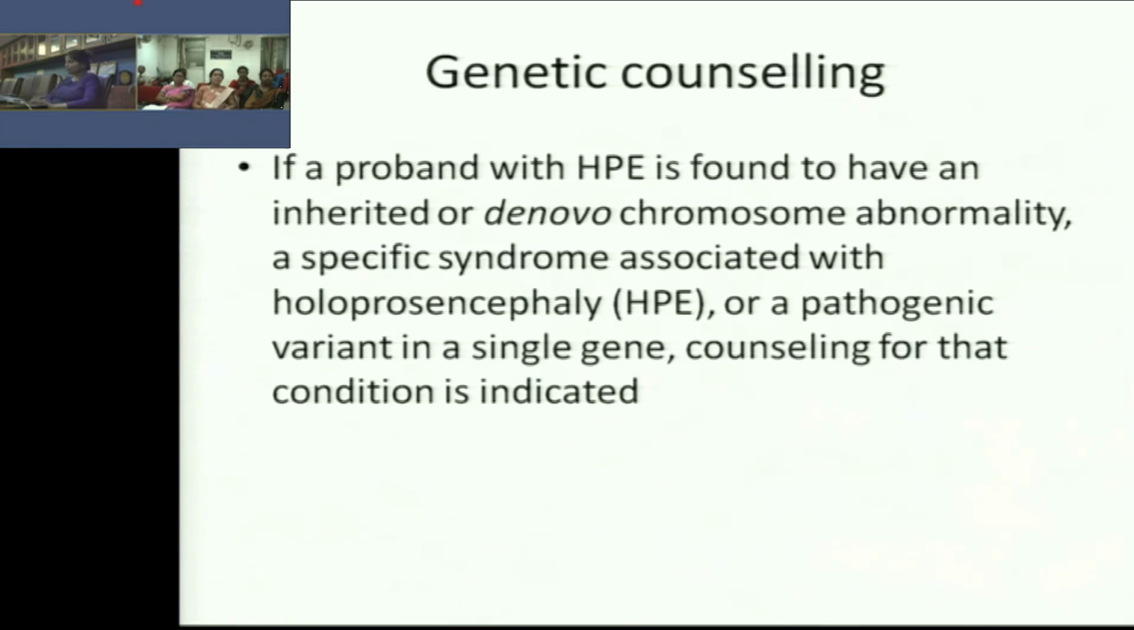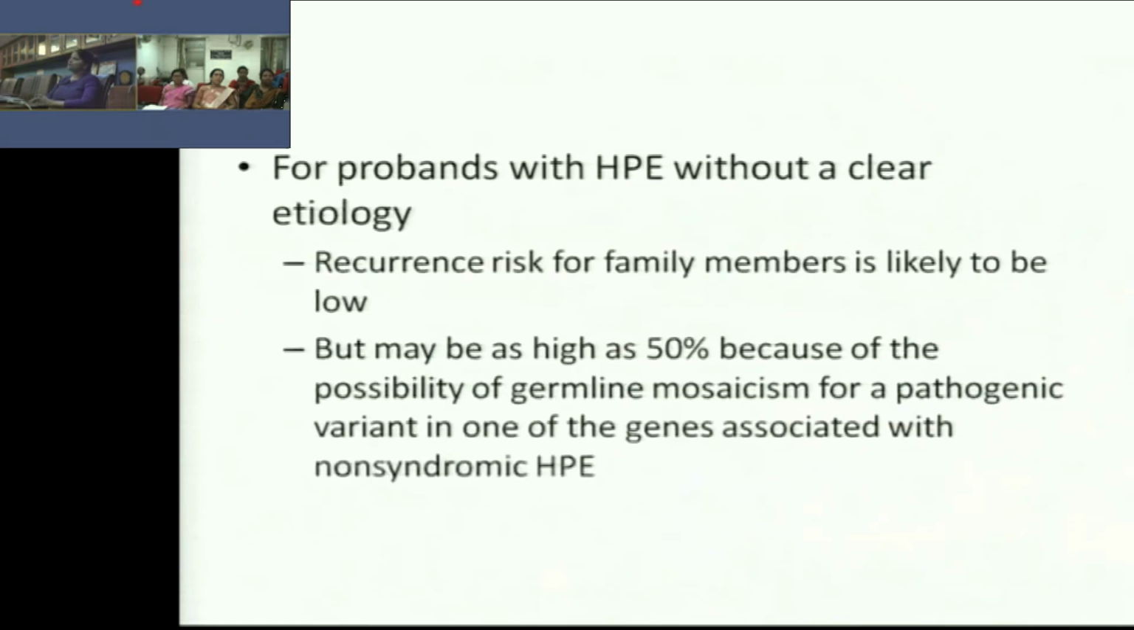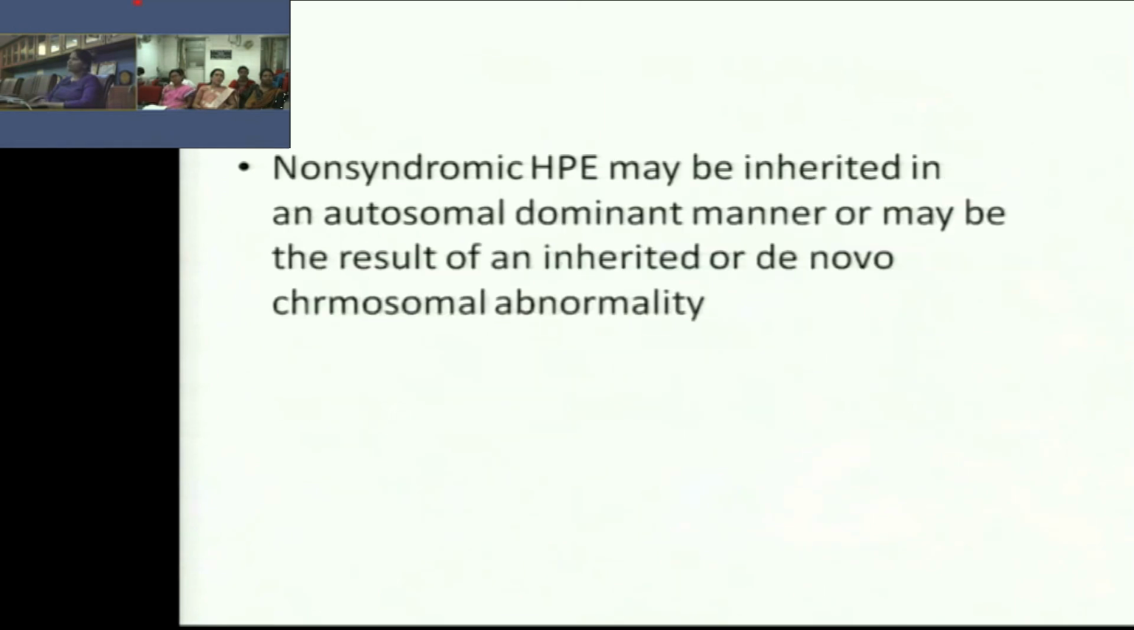whether the parents are affected or not. If it's de novo, then there is a very small chance, but yes, slightly more than the general population because of the possibility of germline mosaicism. So for probands with HPE without a clear etiology, recurrence in the family is likely to be low, but maybe as high as 50% because of the possibility of a pathogenic variant in one of the genes associated with non-syndromic HPE. Non-syndromic HPE may be inherited in an autosomal dominant manner or may be the result of an inherited or de novo chromosomal abnormality.